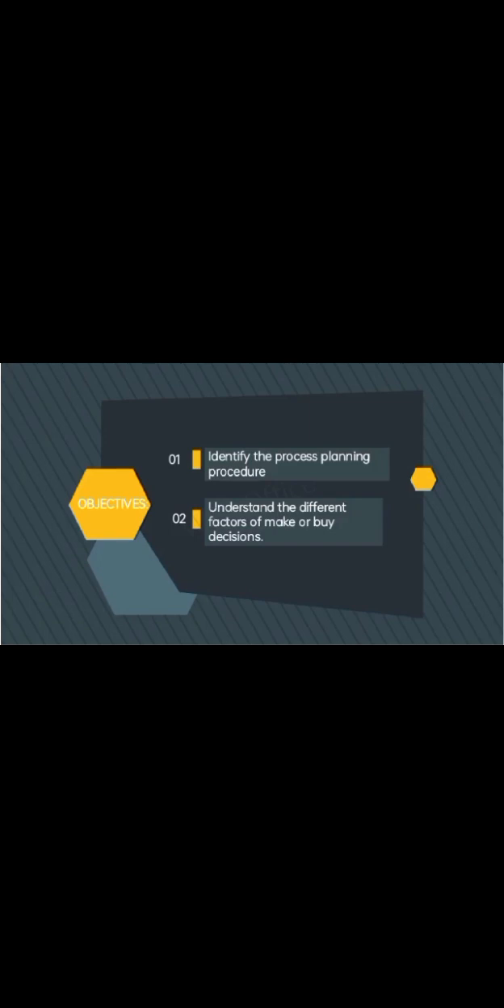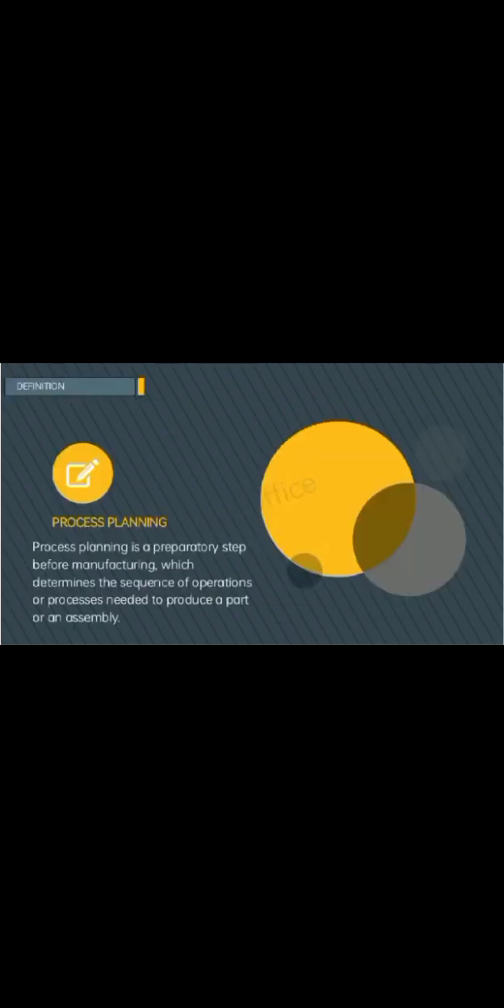The first objective that we have is to identify the process planning procedure and understand the different factors of buy or make decisions. So what is process planning? Process planning is a preparatory step before manufacturing which determines the sequence of operations or processes needed to produce a part or an assembly. So let's proceed with its procedure.